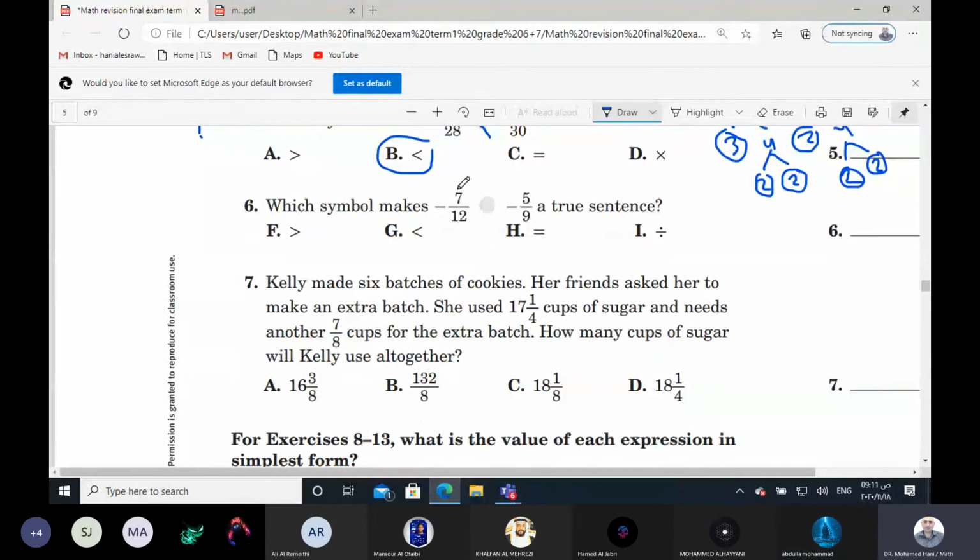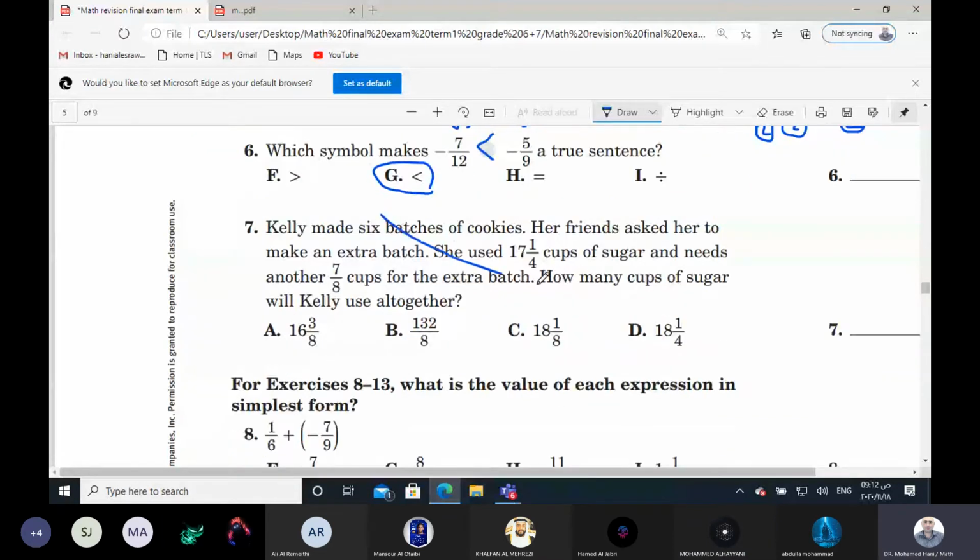Which symbol makes minus 7 over 12 and minus 5 over 9 a true sentence? We want to compare. Here we have unlike fractions. Also here we have two methods. We can find the LCD between them, then compare the numerators. Or as an easy way, we can take 9 times 7 will be 63, and we have minus. And 12 times 5 will be 60. And we have minus. Now which is greater, minus 63 or minus 60? Minus 60. Minus 63. So the answer will be G.